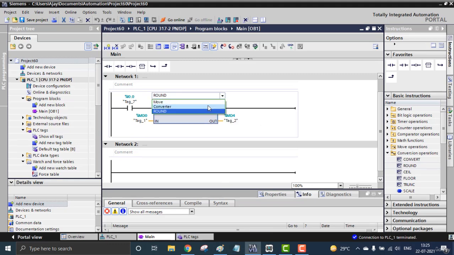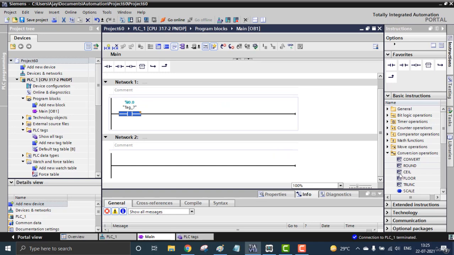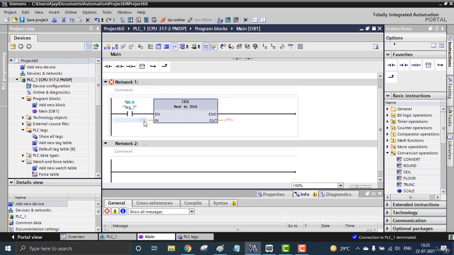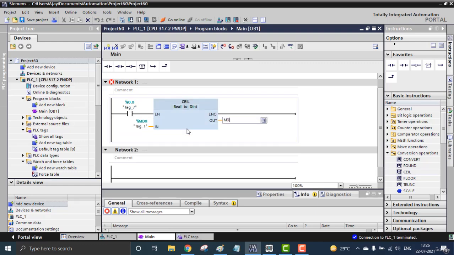After the round block you will be encountering the ceil. Ceil is related to ceiling. Okay, so MD0 and this will be MD4. The ceil means the value should be raised to the upper level. If it has a point value, even if it is 0.00001, we get the output as the very next integer. That is a ceiling.